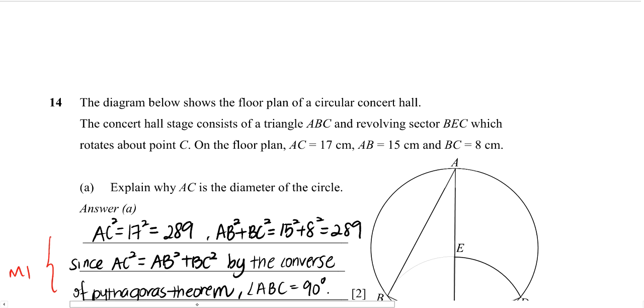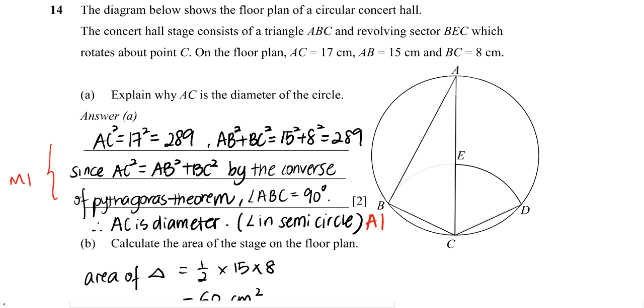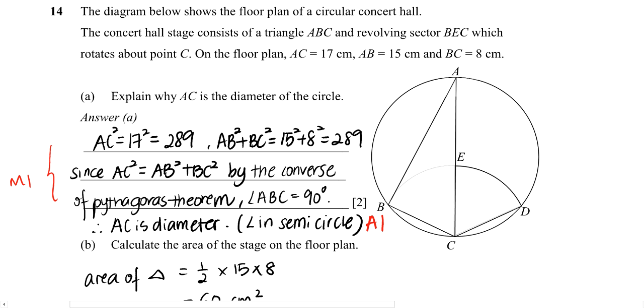Explain why AC is the diameter of the circle. How do you know it's the diameter of the circle? How do you know it cut through the center? How do you know ABC is a right angle?